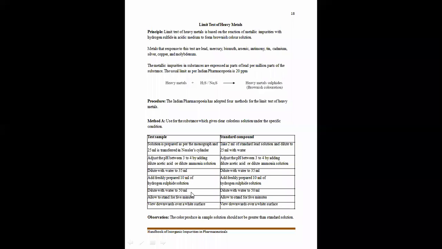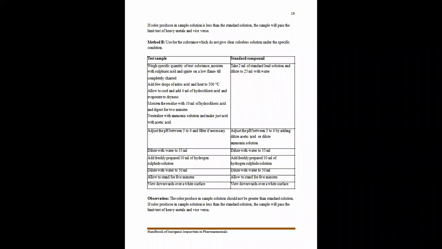Now again we keep both Nessler cylinders aside for 5 minutes, and then we compare the color intensity produced in the test sample solution with that of the standard solution. The color produced in the test solution should not be greater than the color produced in the standard solution. Then and only then will our test sample comply with the limit test of heavy metals prescribed by method A according to the Indian Pharmacopoeia. So this is method A.